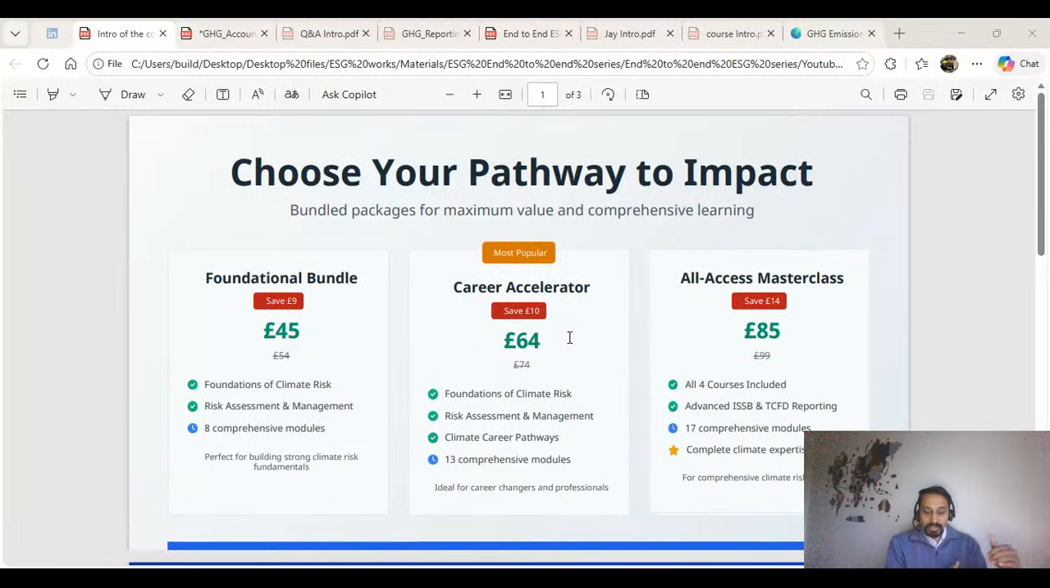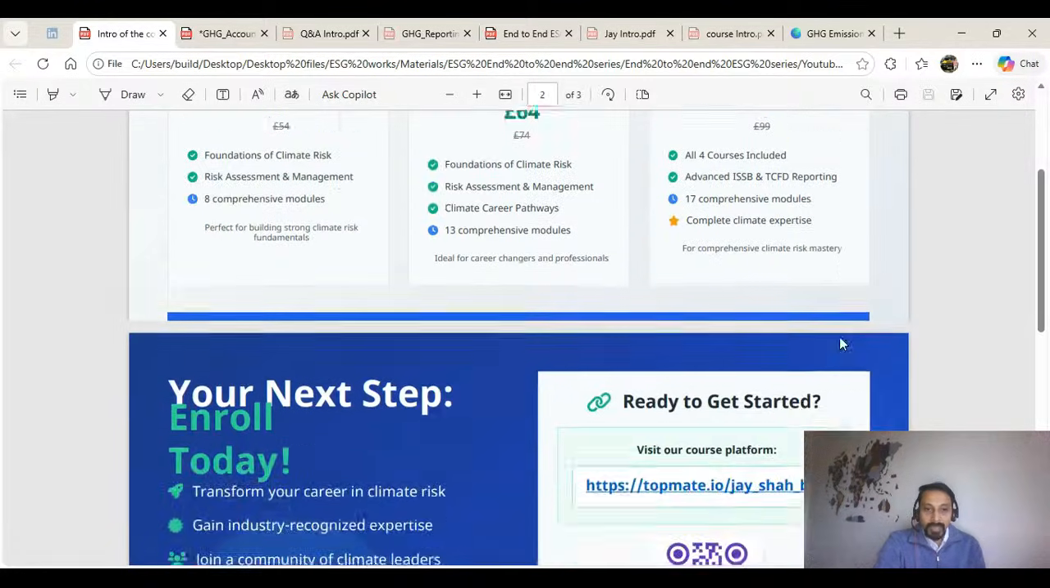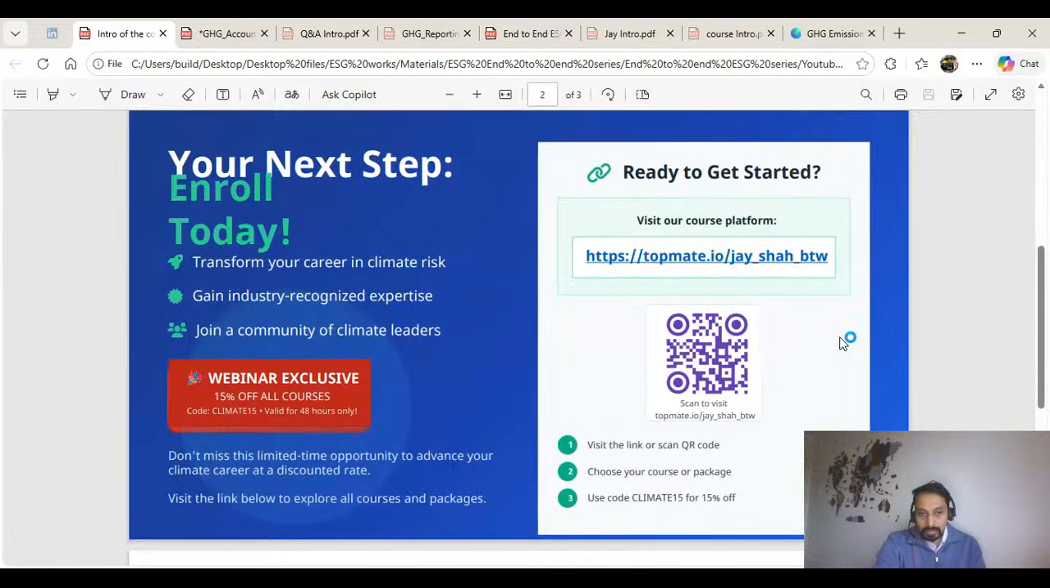All of this is separate from the end-to-end ESG reporting and climate series. Those modules will definitely be accessible to all my subscribers and followers. But these three bundles, and the third one, the All Access Climate Risk Masterclass Bundle, are separate and only for climate risk expertise. The All Access Masterclass is 85 pounds, which you can convert into your local currency.